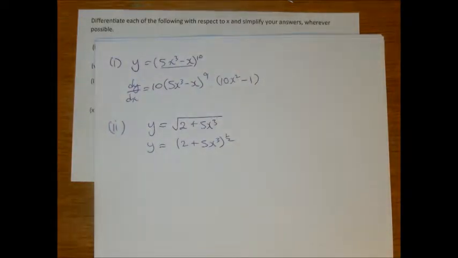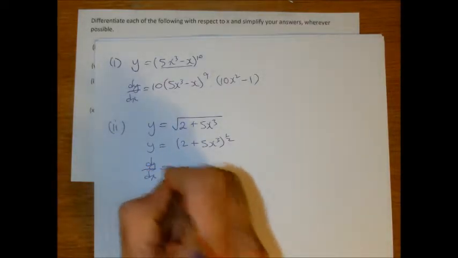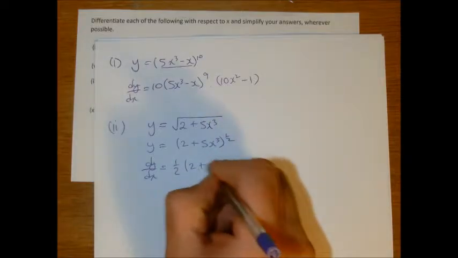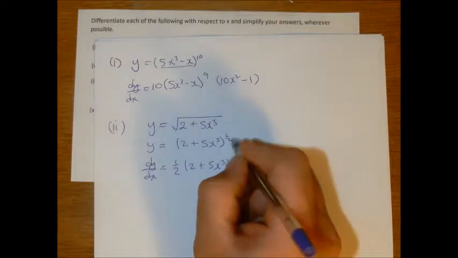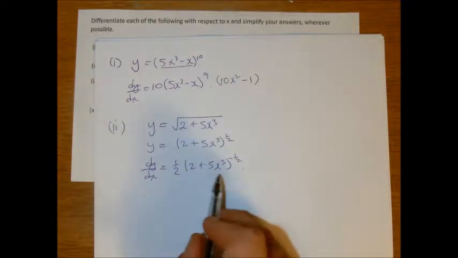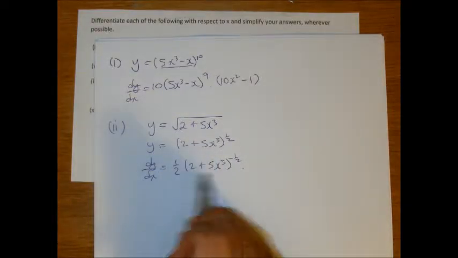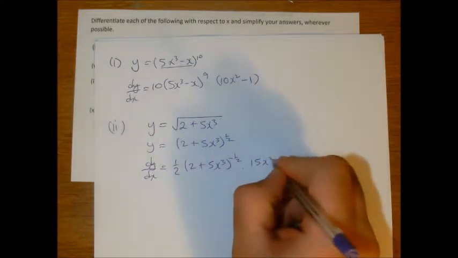Alright, and then when you differentiate it, same idea, function of a function, so you bring the power down, the half down, differentiate the outside function, so the half comes down, you take away one from a half, so that becomes a minus a half, and then you times it by the derivative in here. Now two, when you differentiate that, it becomes zero. When you differentiate that, you have 15x squared, okay?